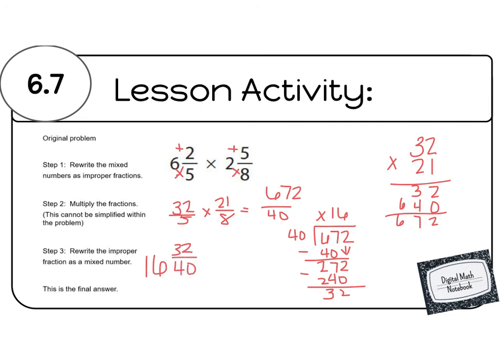And this is where I'm going to leave you on your own, because you need to simplify and change it into 16 with a denominator of 5. So think about how you change from a 40 to a 5. What did you divide by? And do the same thing on the top.